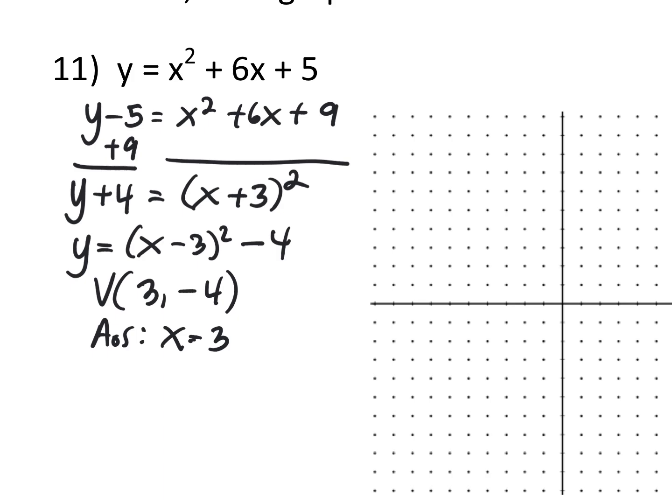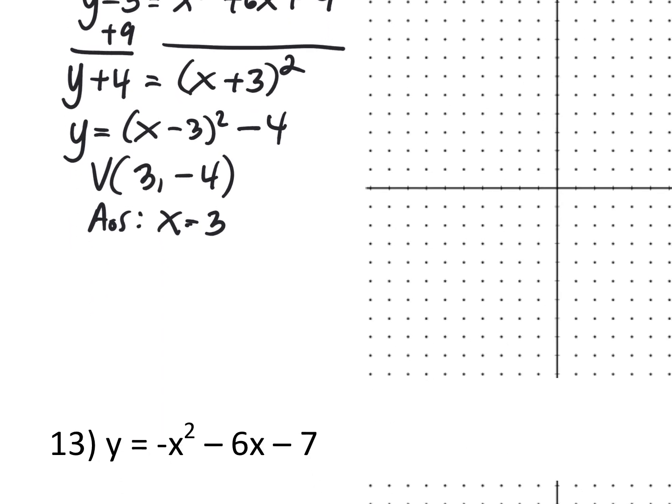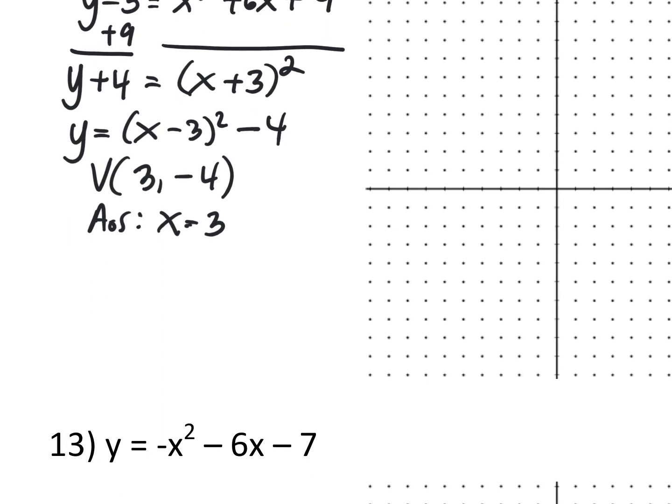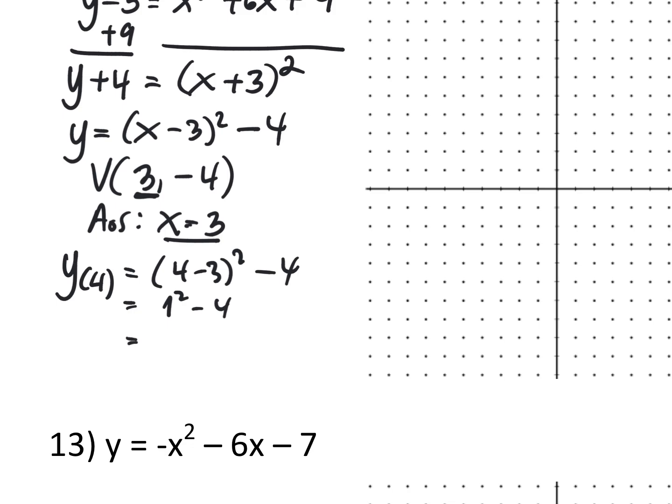I need one more point, so maybe I'm going to get the value of y at x. Since my axis of symmetry is 3, I'm going to get one more number on its right side, and that's going to be 4. It's going to be 4 minus 3 squared minus 4. 4 minus 3 is 1, squared, minus 4. It's going to give you -3. So my coordinates in here is going to be 4, -3.